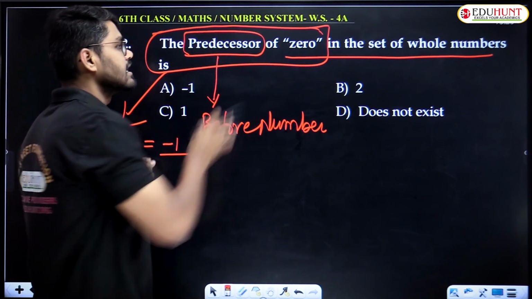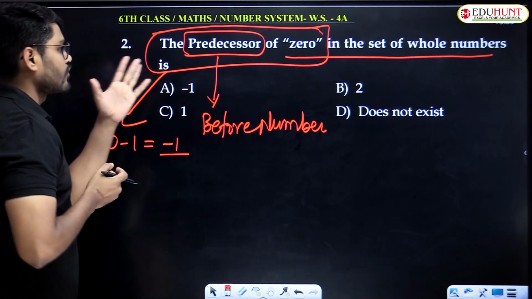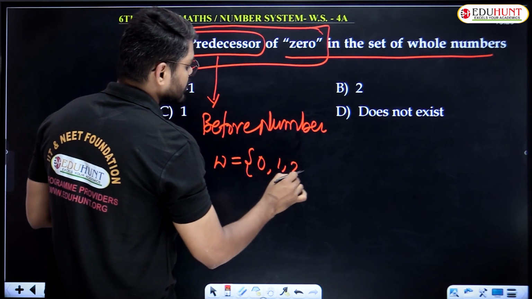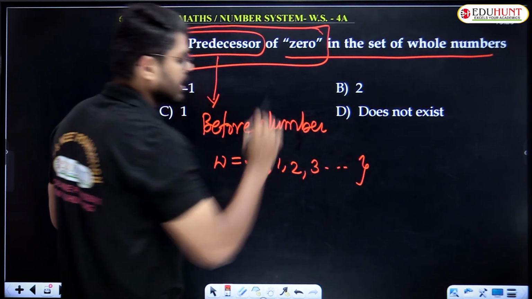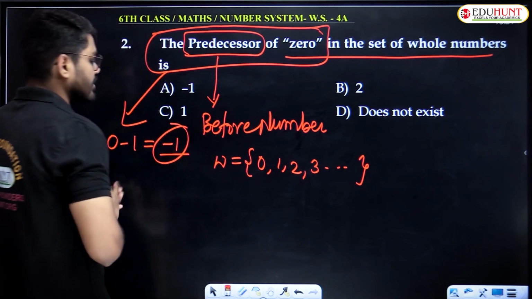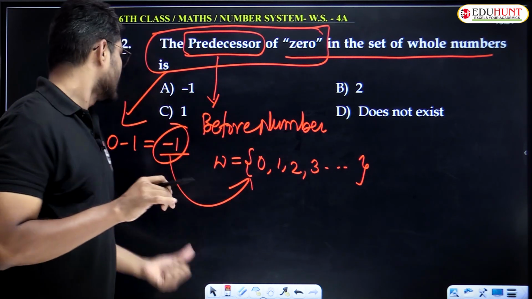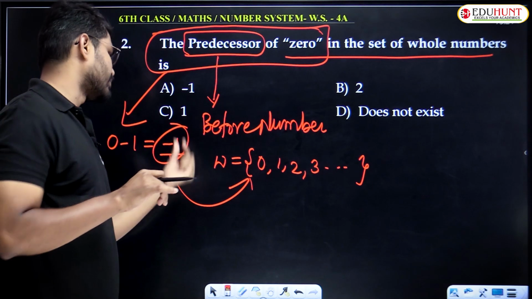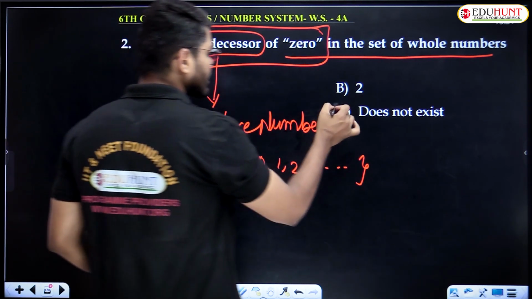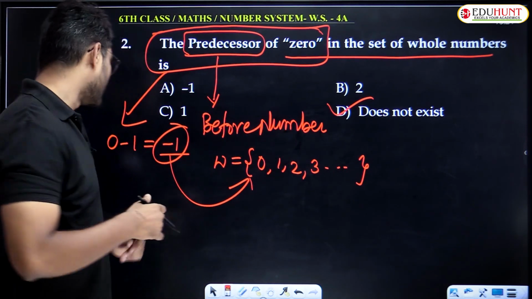But here the question is in the set of whole numbers. What do you mean by the set of whole numbers? The set of whole numbers is represented by W, that is 0, 1, 2, 3 and so on. All are positive numbers and 0. See here, the predecessor of 0 is a negative number. Is this negative number present in whole numbers? Never. That means the predecessor of 0 is minus 1, but the predecessor of 0 in the set of whole numbers does not exist. So the answer for this question is does not exist. Did you understand students? Let's move on to the next one.